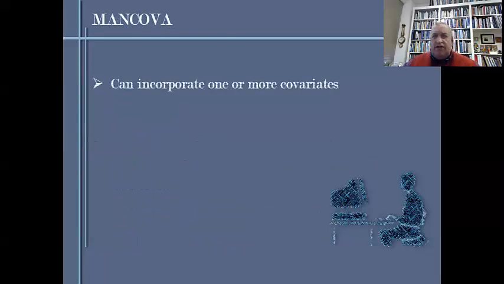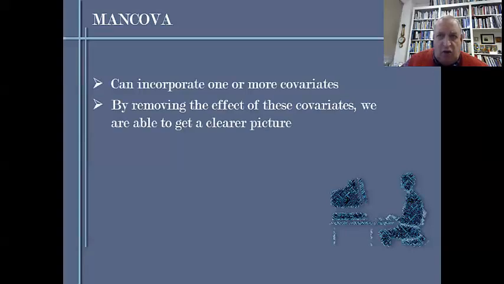Now the Mancova is just like the Manova in having 2 or more dependent variables, but what we now add is we have 1 or more covariates. And by removing the effect of these covariates, we're able to get an even clearer picture of what's going on between our main independent variables and dependent variables. And it reduces that unwanted error.